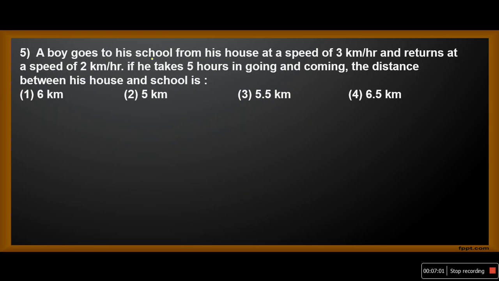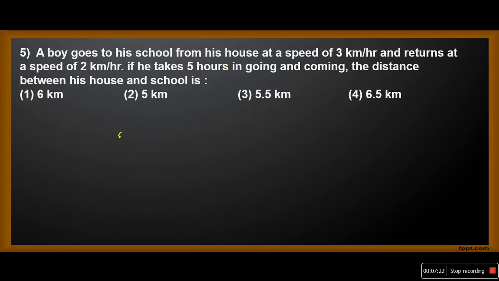A boy goes to his school from his house at a speed of 3 km per hour and returns at a speed of 2 km per hour. If he takes 5 hours in going and coming, the distance between his house and school is. Now how to tackle these kind of questions?